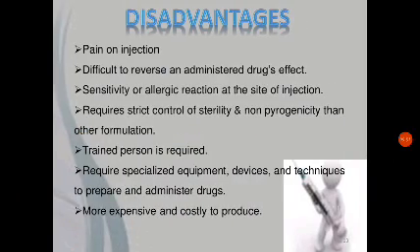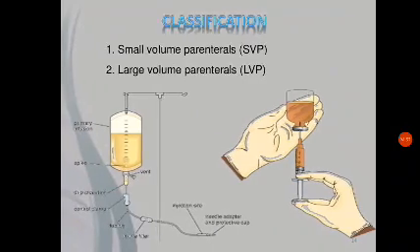Then some disadvantages involve pain upon injection at a particular tissue or site, and once the drug is given, it cannot be reversed by simple stoppage, and there are sensitivity or allergic reactions to certain drugs. Then strict control of sterility and pyrogenicity is very important. An injection requires training, and requires specialized equipment and methods or setup for preparation, hence it is a costlier method.